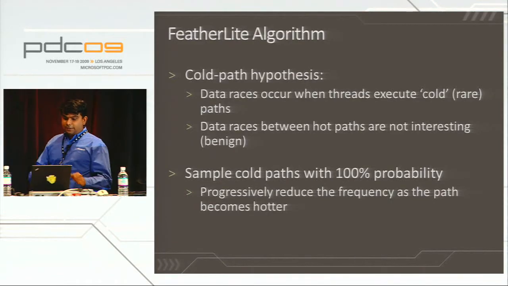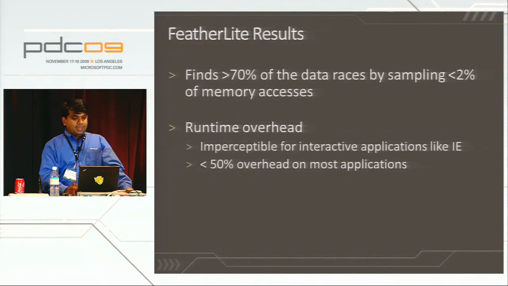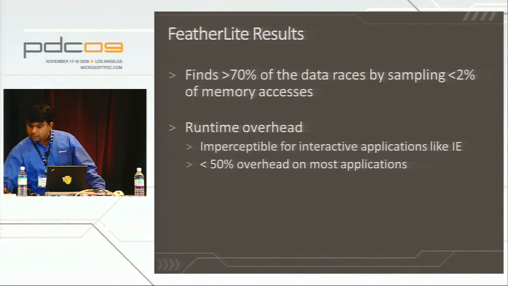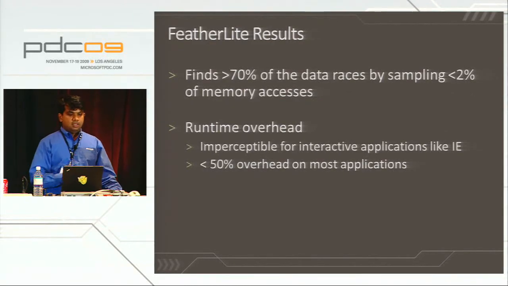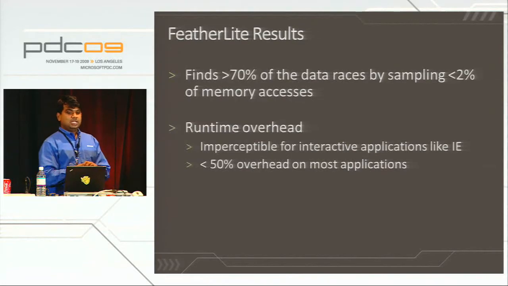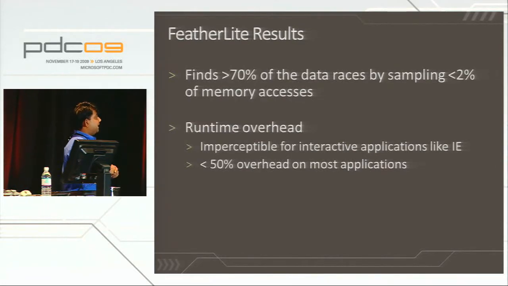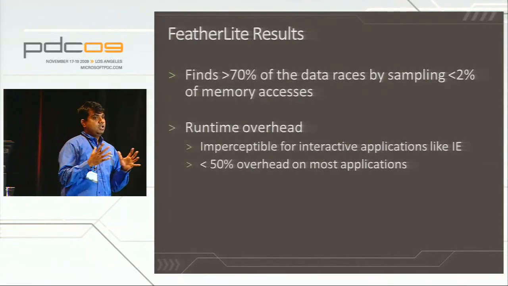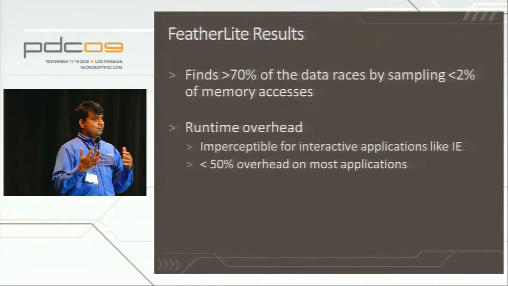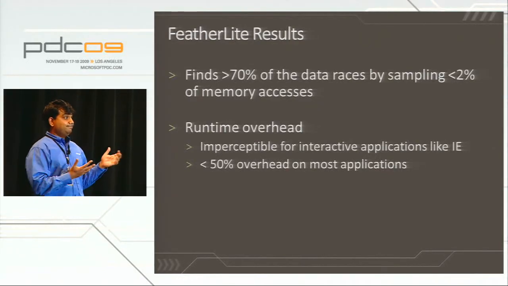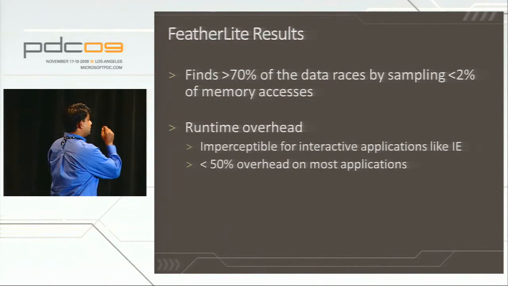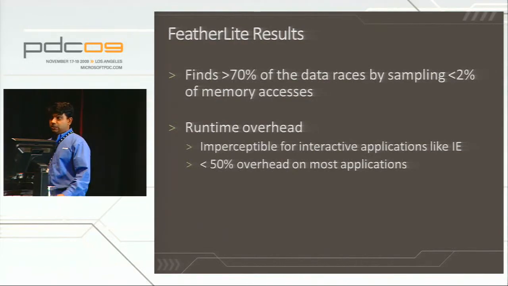And we have evaluated this algorithm, and we are able to find around 70% of the data races by simply sampling less than 2% of the memory accesses. So we are not perfect. We don't find 100% of the data races, but what you get is that you just need to sample 2% of the memory accesses.